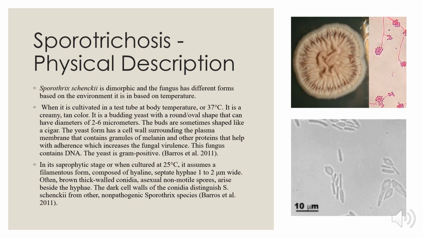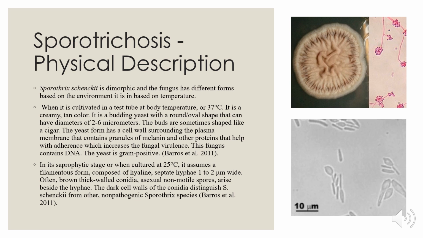Sporotrichosis is caused by Sporothrix schenckii, which is a dimorphic fungus which has different forms based on the environment it's in, caused by temperature. So when it's at body temperature, 37 degrees C, it's a yeast and is a creamy tan color and has a round oval shape that can have diameters of 2 to 6 micrometers. The buds are sometimes shaped like a cigar, which is how they are distinguished, and you can see that in the image in the bottom right.